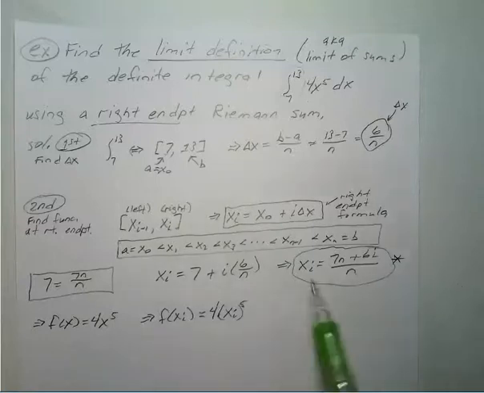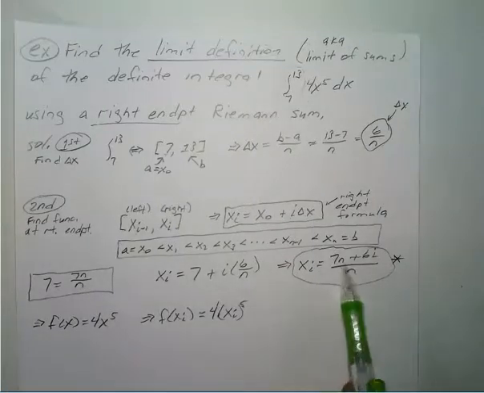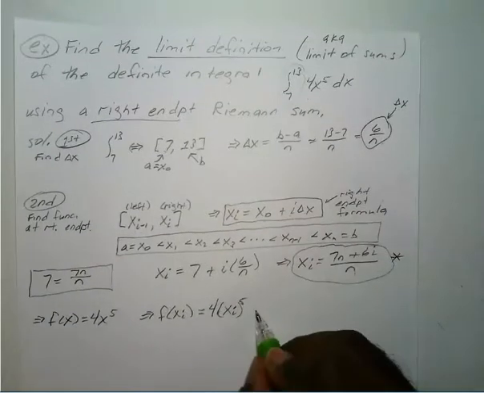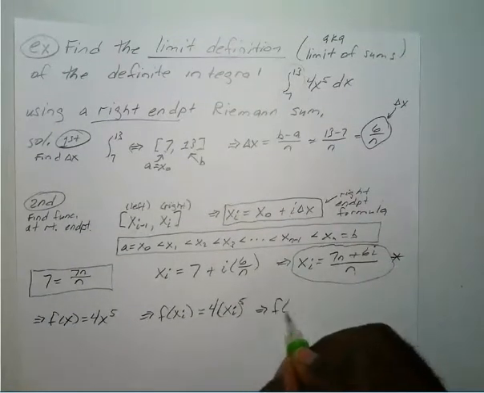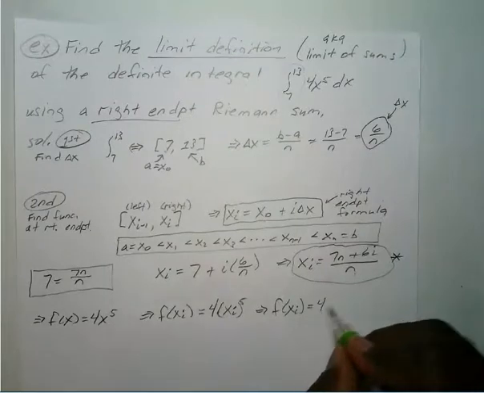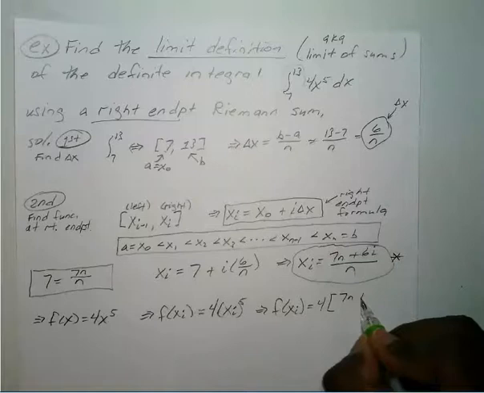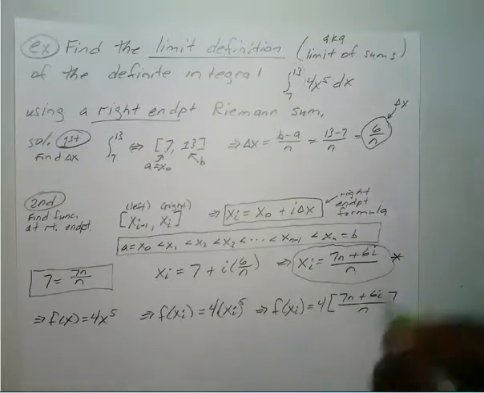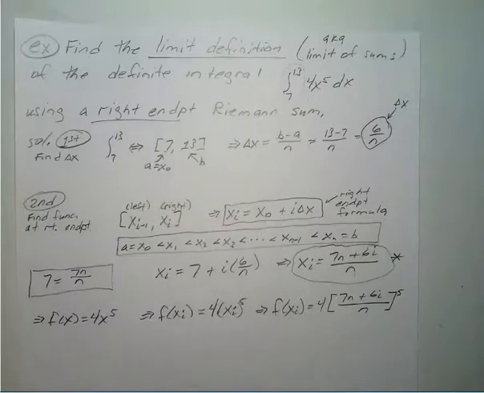All right, but we already know that our x of i is equal to 7n plus 6i over n. So that means your f of x of i is going to equal 4 times (7n plus 6i over n) to the 5th power. Almost ran out of room.